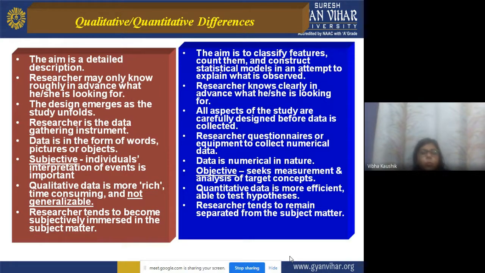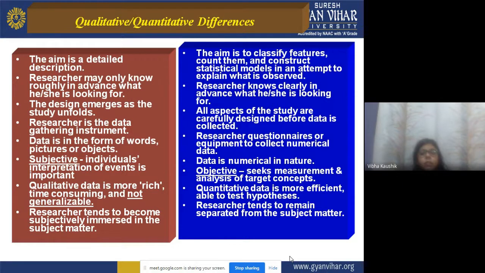Researcher may only know roughly in advance what he or she is looking for. When a researcher is doing qualitative research, in advance, meaning priorly, he comes to know roughly the things that he wants to search. The design emerges as the study unfolds, as the study continues.